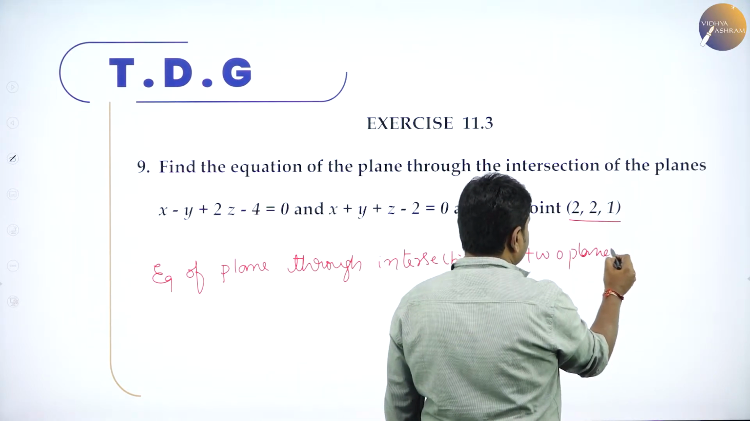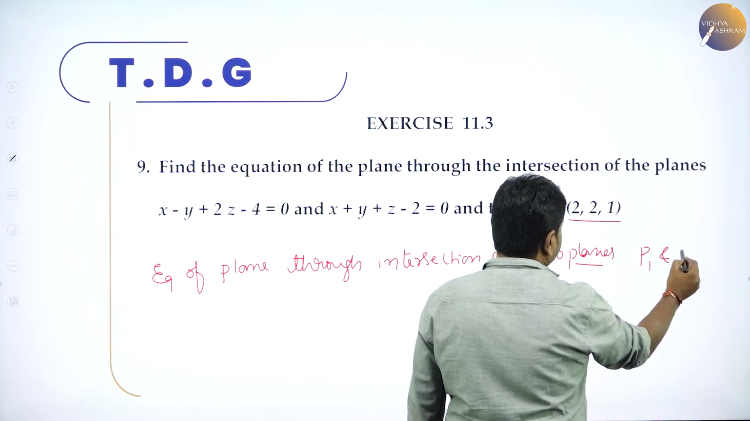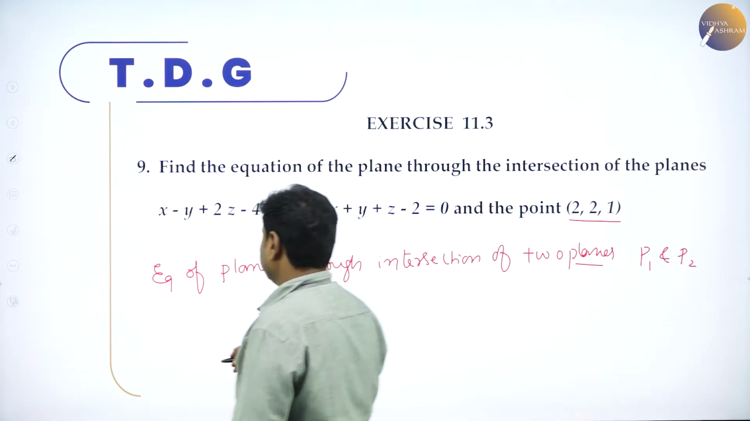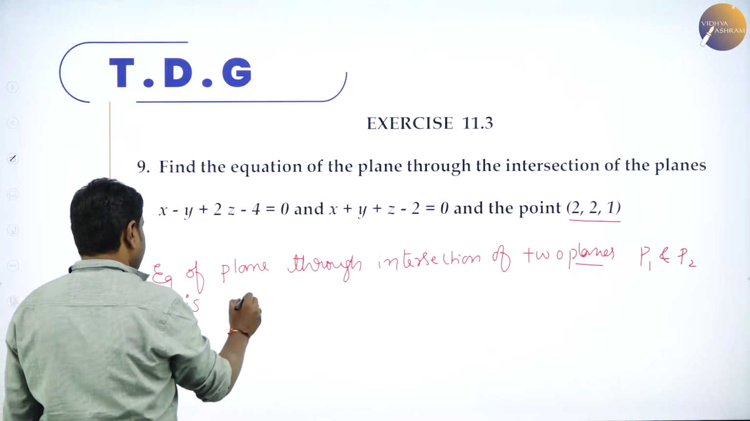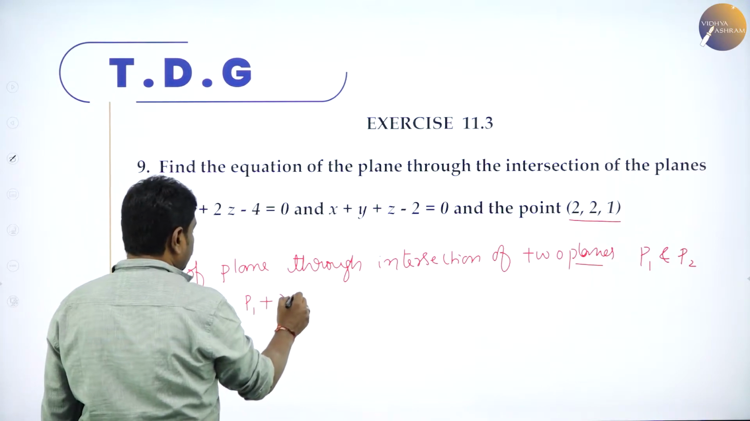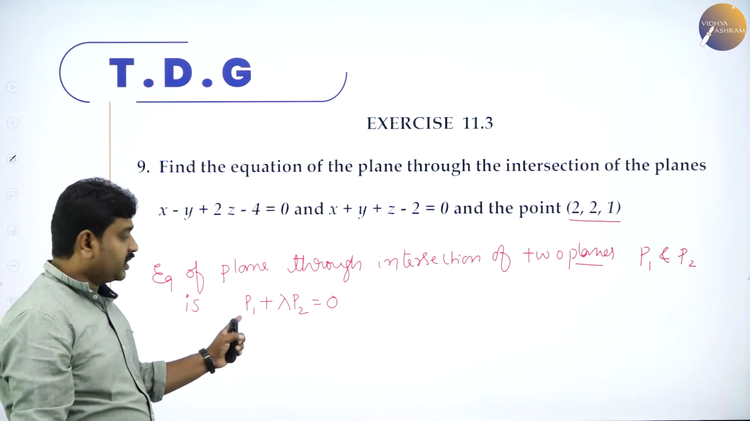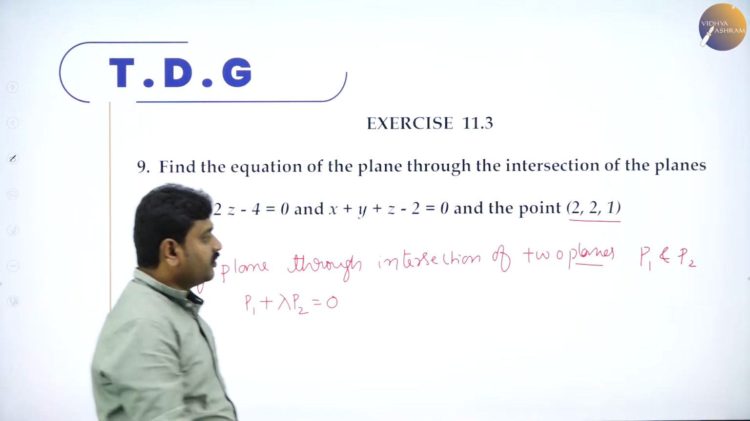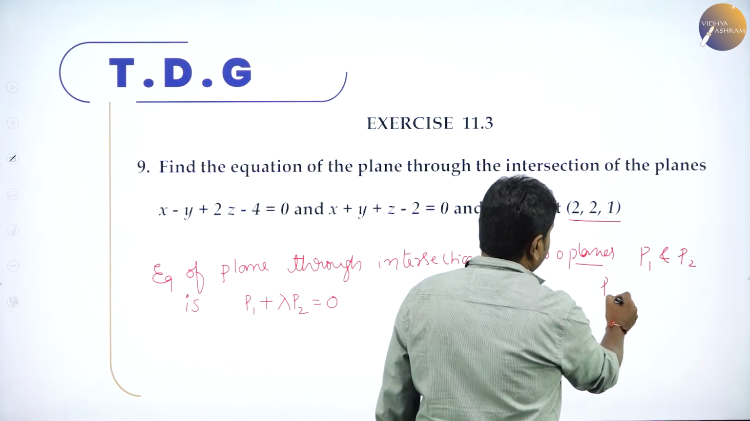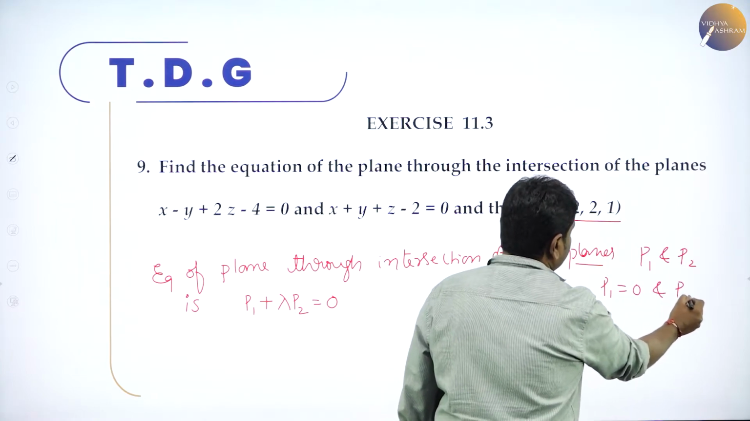We name the planes as P1 and P2. The equation of the plane through the intersection of two planes, where the first plane is P1 equal to 0 and the second plane is P2 equal to 0, is P1 plus lambda P2 equal to 0.